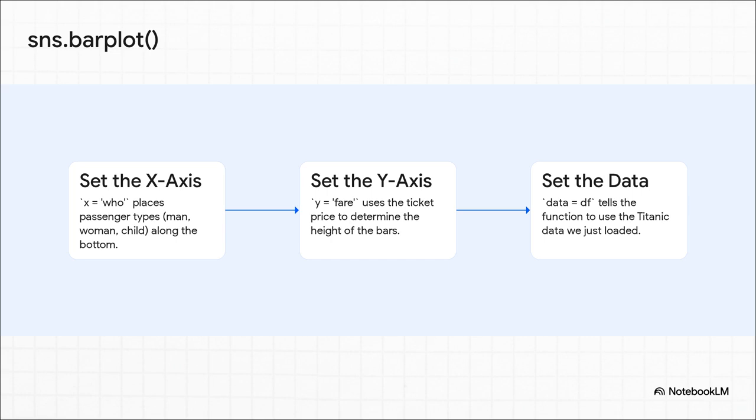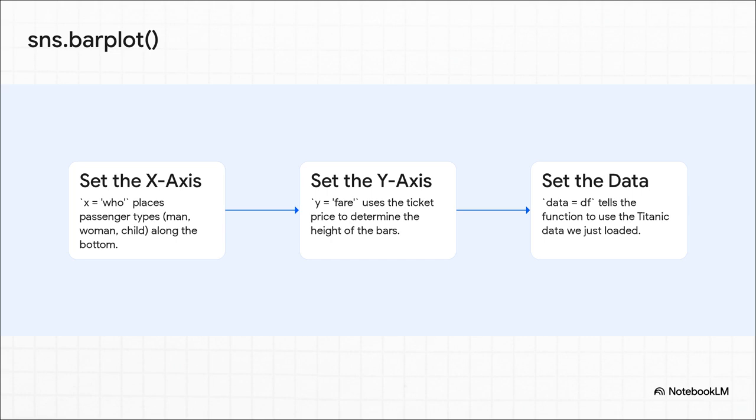First, x equals who. That just means put the categories from the who column on the bottom. So a spot for men, a spot for women, and a spot for children. Simple. Next, y equals fare. This tells it the height of the bars should be based on the fare column. And finally, data equals df.